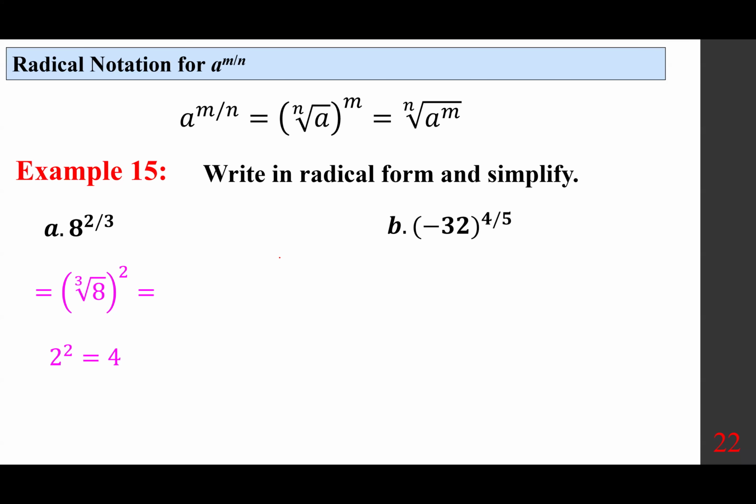Negative 32 to the power of 4 over 5, we do the same thing. It's the fifth root of negative 32 to the fourth power. In other words, we are using this one. And we've already discussed that this is negative 2. And so to the power of 4 is positive 16. Remember, when you raise a negative number to an even number, it becomes positive. Because you multiply negative 2 by itself 4 times, it ends up being positive.